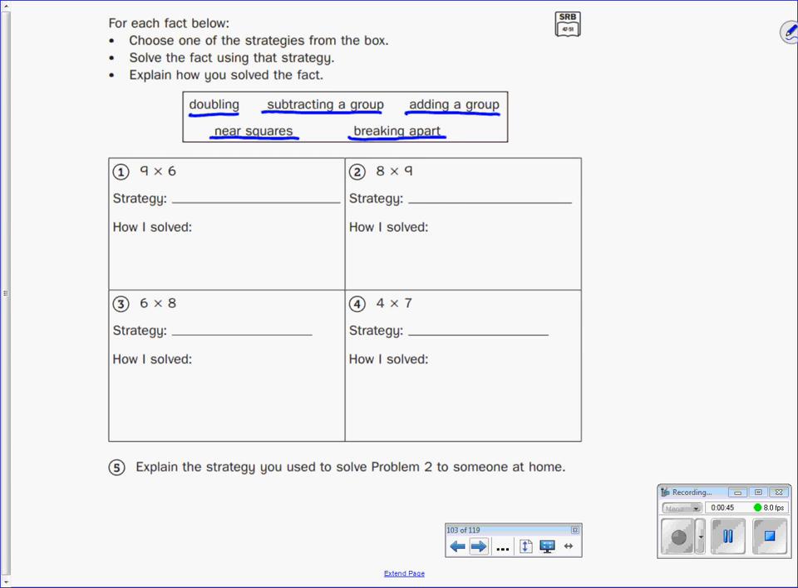So I could solve 9 times 6 by doing 10 times 6. And I know that 10 times 6 is 60. So I only have 9 groups, so I have to subtract a group of 6, which would then give me 54. So my 9 times 6 would be equal to 54. Okay, and what I did here was my strategy was subtract a group.